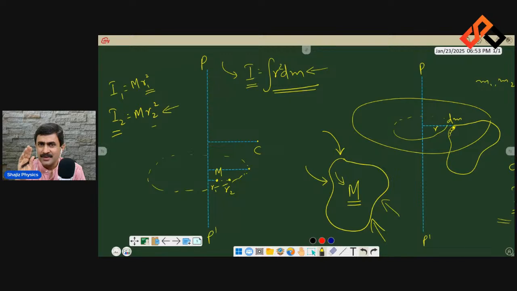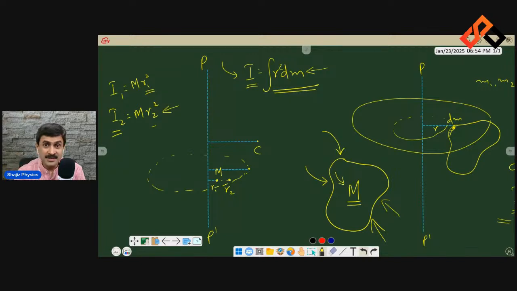So in the case of an extended object, you replace that object with a point object having the same mass as that of the extended object. Now, at what distance from the same axis of rotation does that point mass give you the exact value of moment of inertia of the extended object? That distance is called the radius of gyration.